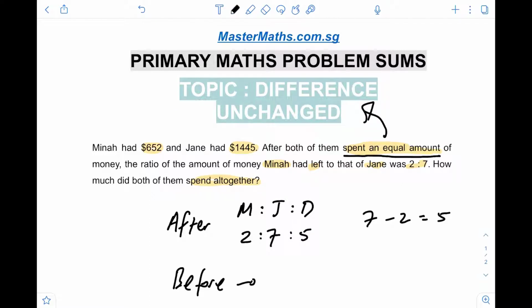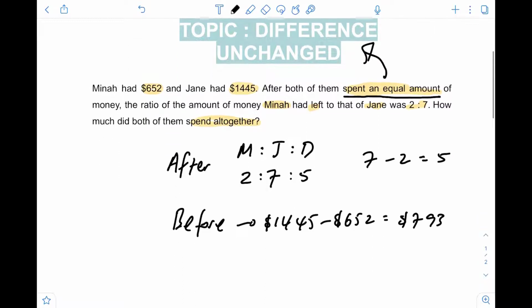This will be 1445 minus 652. So when we do this subtraction, 1445 minus 652, we'll get $793. Now this will represent 5 units. Okay, we can find how much Mina had at the end, which is 2 units.